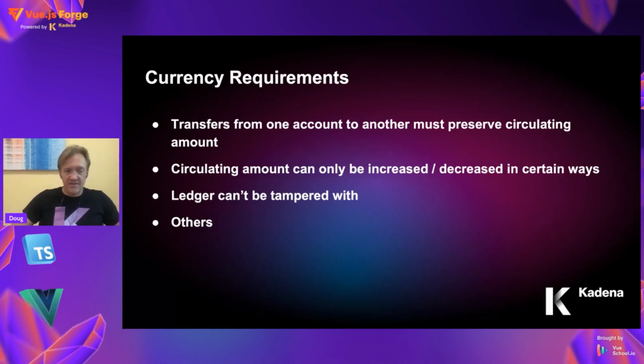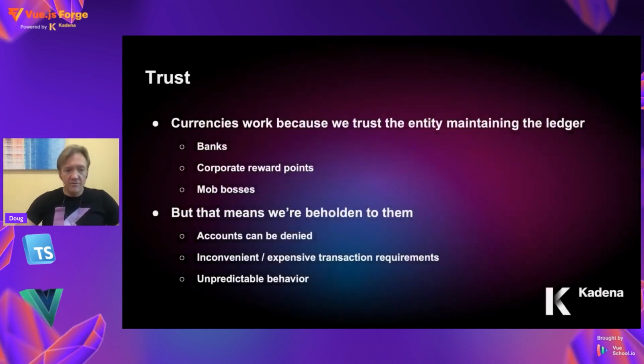And of course, in the case of the Federal Reserve and fiat, usually someone has printing powers. In the case of cryptocurrency and Bitcoin, sometimes these abilities to print new currency are predefined upfront, and so they won't be able to be tampered with, depending on the currency. And there are some other requirements that you can probably think of, but I didn't bother to mention here. Now, all of this works because we trust the entity maintaining the ledger.